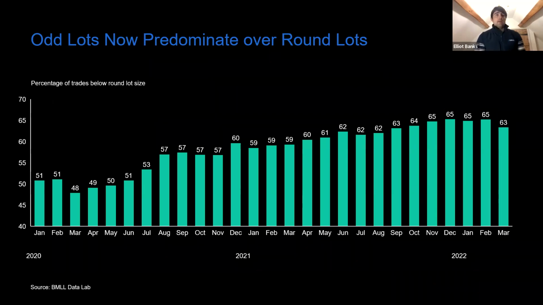And what we can see here is a pretty steady increase, and actually it's been going up before that, of trades that are occurring below the round lot size. So rather than being above round lot size, it's actually below. So these are smaller than 100 shares.